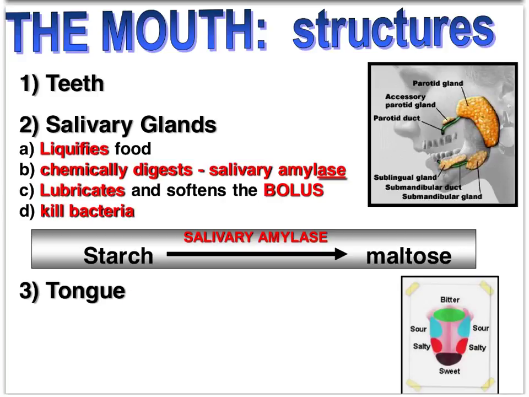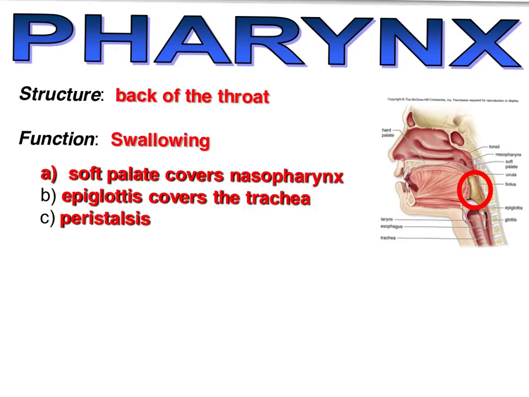We also have the tongue. The tongue will move around the food within our mouth. It activates our taste buds, which are contained on the tongue, and it pushes that bolus to the back of the throat. Now, that back of the throat region is called the pharynx.